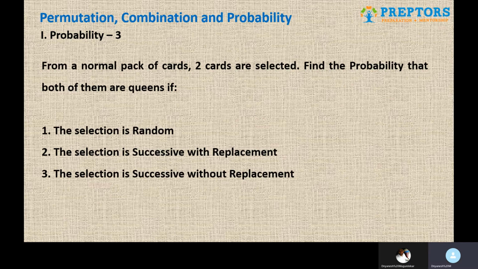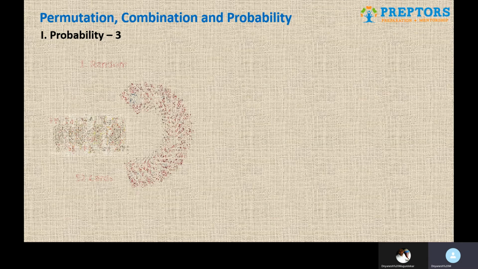Now, how do we apply all of this to a question? So the question is, from a normal pack of cards, 2 cards are selected. Find the probability that both of them are queens if the selection is a random selection, successive with replacement, and successive without replacement.